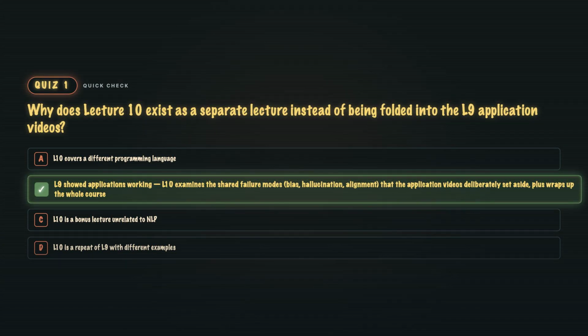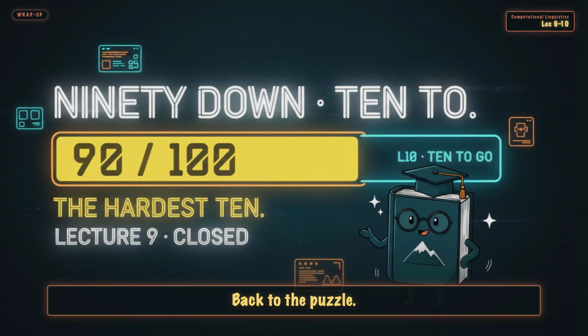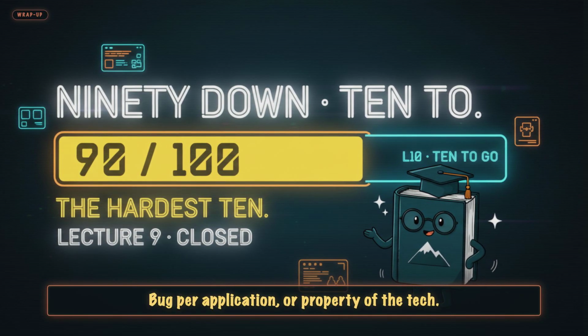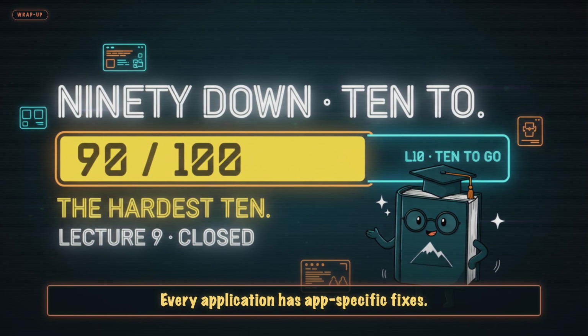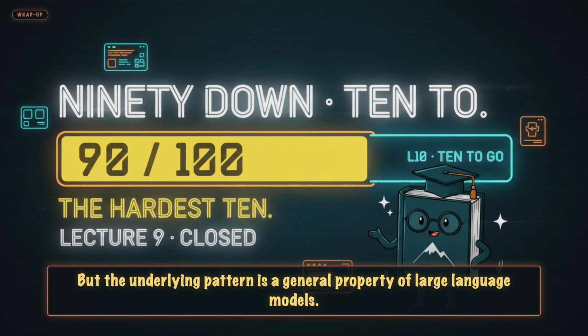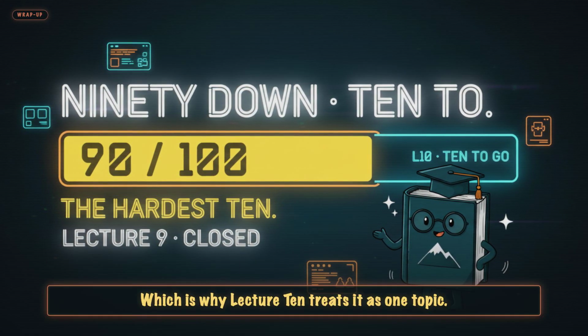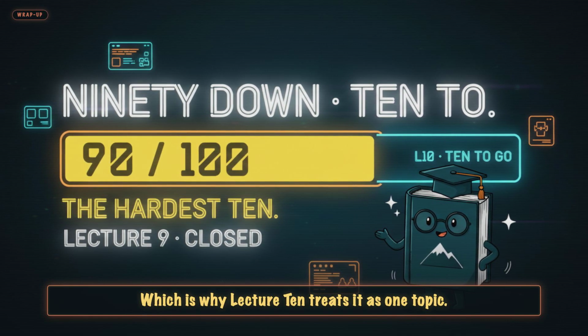B. Every application in L9 had a version of Fluent, Confident, Wrong, plus a version of Works Worst for the users who most need it to work. L10 addresses those directly. And V10 of L10 is also V100 of the course, the finale. Back to the puzzle. Bug per application or property of the tech. Answer: both. Every application has app-specific fixes, but the underlying pattern is a general property of large language models, which is why Lecture 10 treats it as one topic.